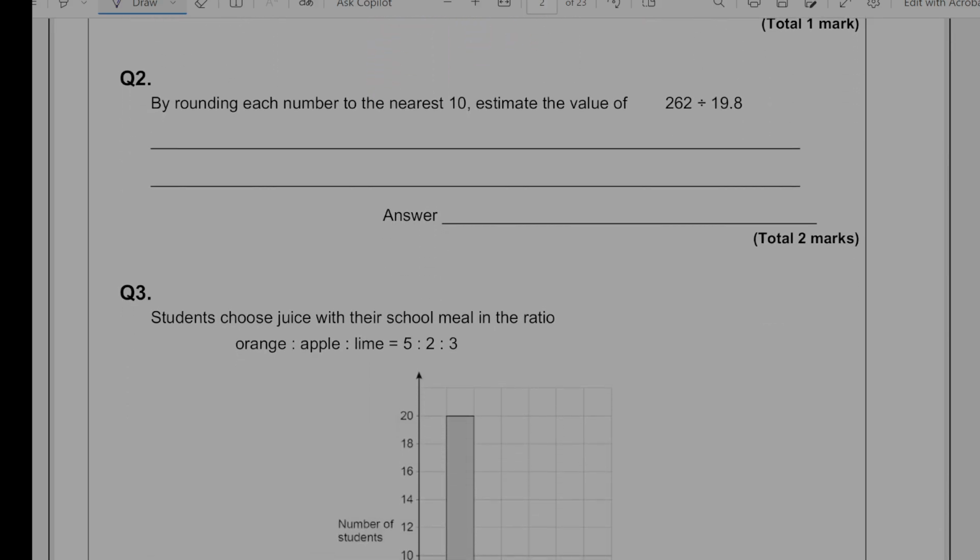Right, question 2. By rounding each number to the nearest 10, estimate the value of 262 divided by 19.8. So that's going to be approximately equal to, so I'm going to give away the equal sign. So to the nearest 10, that's going to be 260 divided by, and then that to the nearest 10 is going to be 20. So I'm going to make that the same as 26 divided by 2, which is going to give me 13.